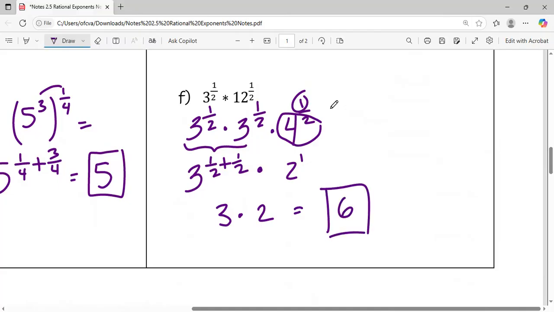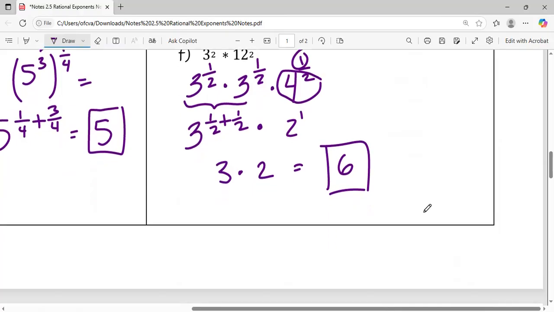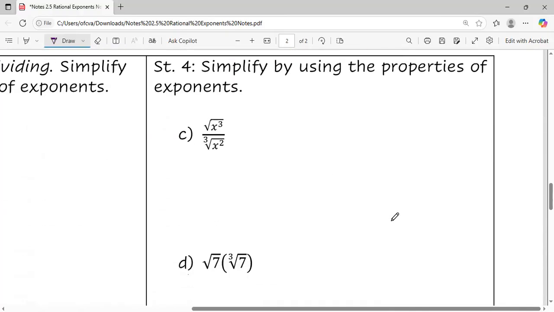Would it work the same if you change it to radical form? It would, but I don't want you to have that crutch of having to change everything to another format to work with it. Sometimes it's easier to work it in exponential form. Sometimes it's easier in radical form.